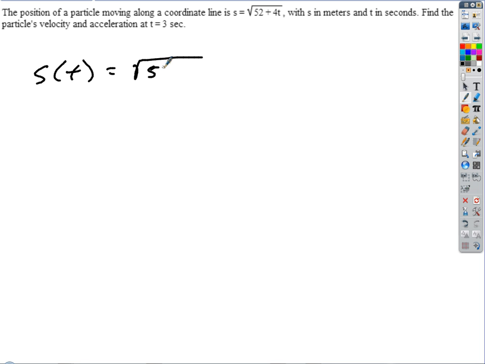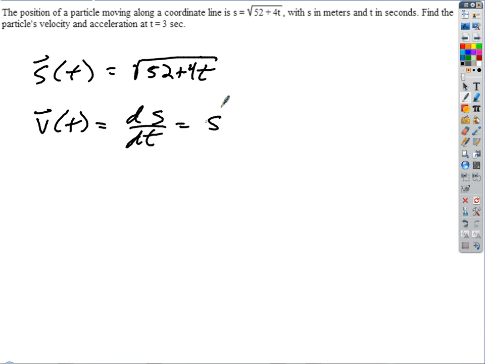Square root of 52 plus 4t. And then all we're doing, really, is a disguised differentiation problem, right? If we're differentiating, what is velocity in terms of position? Velocity is just the derivative of position, right? It's just ds/dt, so it's just s dot.